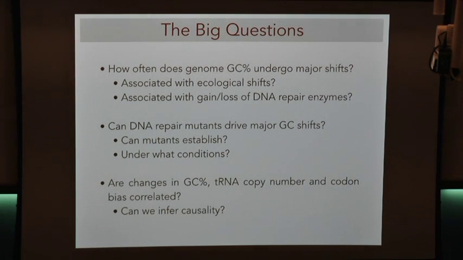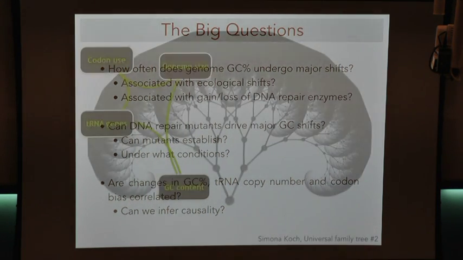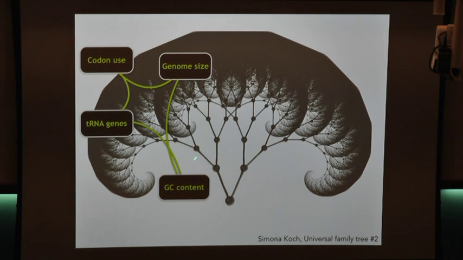And finally, we're trying to map tRNA gene copy numbers and codon bias and GC content on this big phylogeny and ask, are these changes correlated? And eventually, can we start going from correlations to inferring causality on the phylogeny? So that's where we're going. These are all things that I think are very tightly correlated, and we don't quite know how and why. But we need to understand these in a phylogenetic framework.